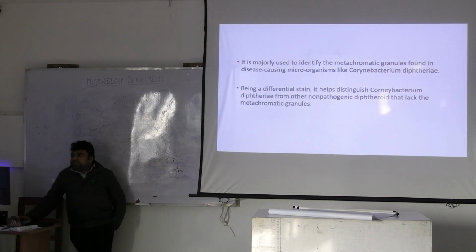So it is majorly used to identify the metachromatic granules found in disease-causing organisms like Corynebacterium diphtheriae. And it is also a differential stain because it can differentiate between Corynebacteria which cause diphtheria and Corynebacteria which do not cause diphtheria. Okay?